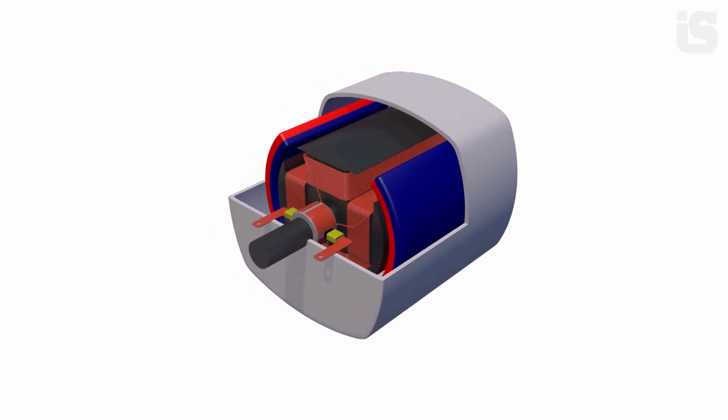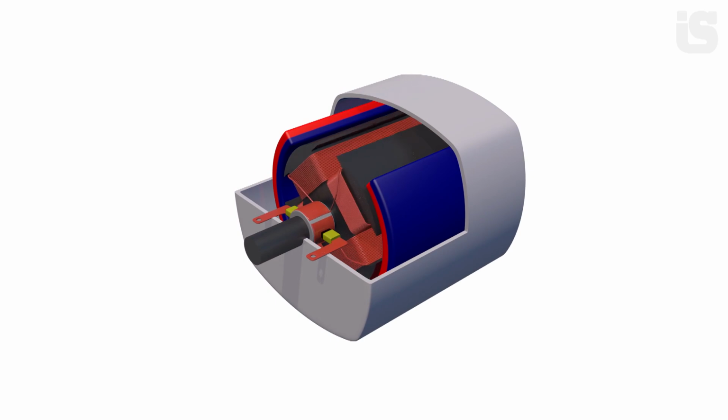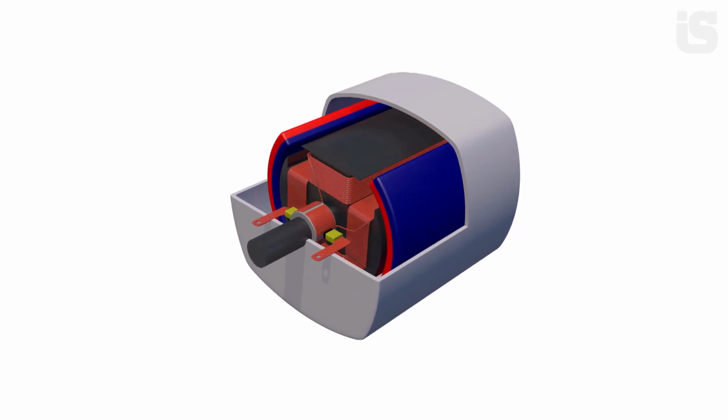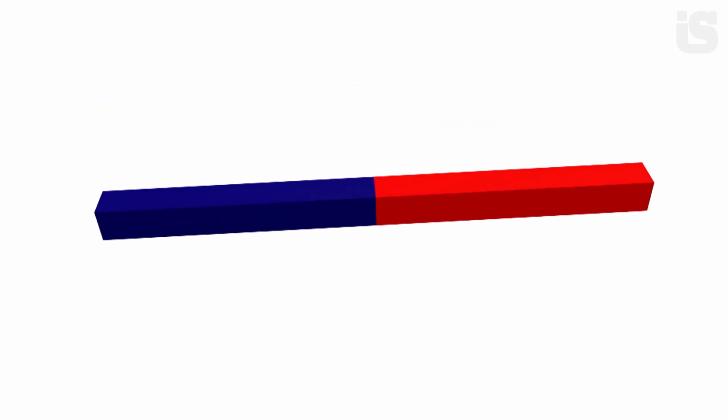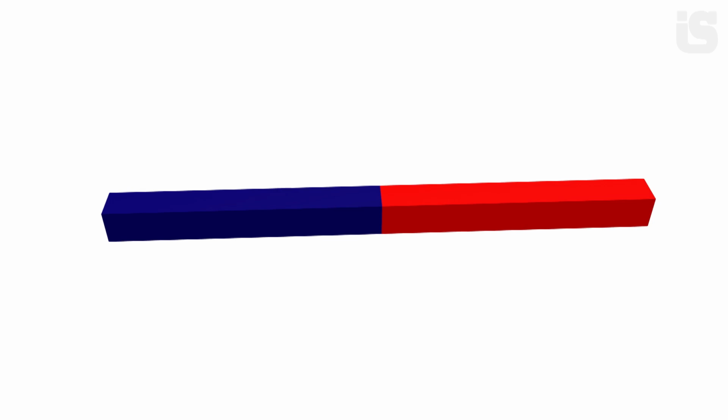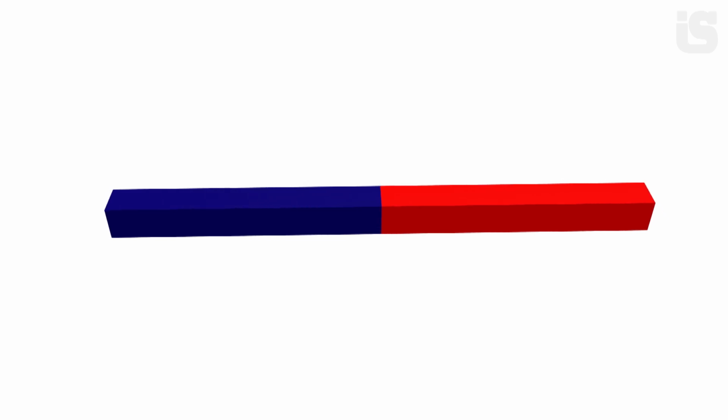How does a DC electric motor work? In this video, we will take a detailed look at how such a motor works, using 3D graphics. Electric motors use the principles of magnetism and electric fields. What causes an electric motor to rotate?